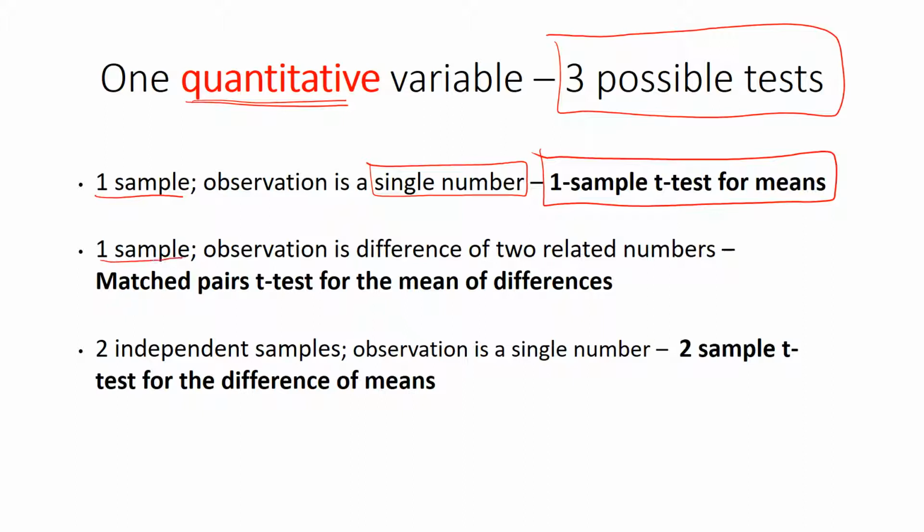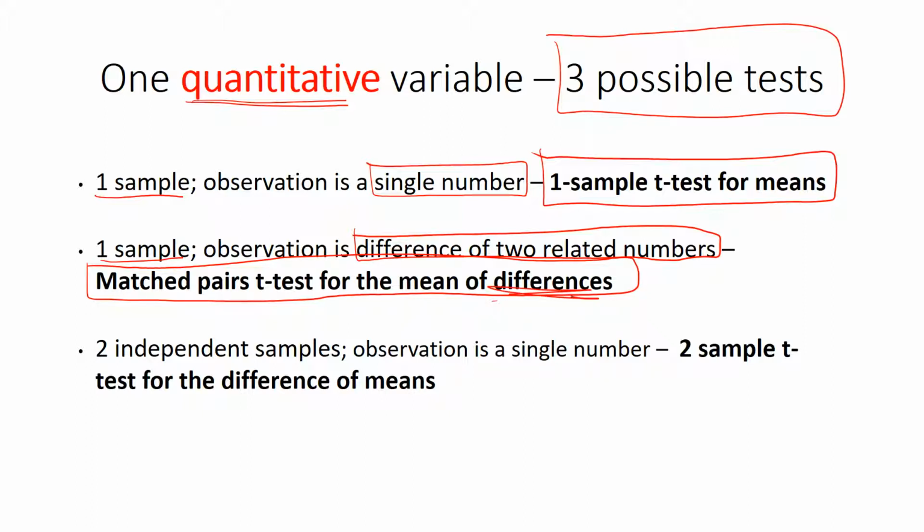If we have only 1 sample, but each observation is the difference of 2 related numbers, for example, we take a person's heart rate before and after exercise, and we subtract the before from the after. Each observation is the difference in the before and after heart rates. In that case, we use a matched pairs t-test for the mean of differences, because each observation is a difference.